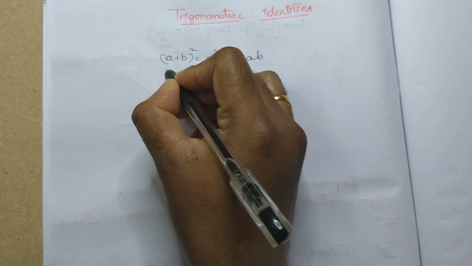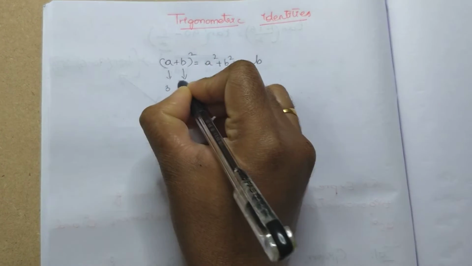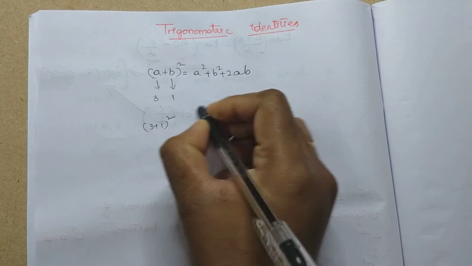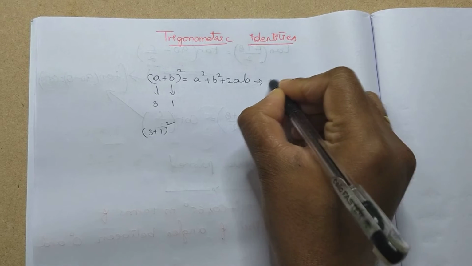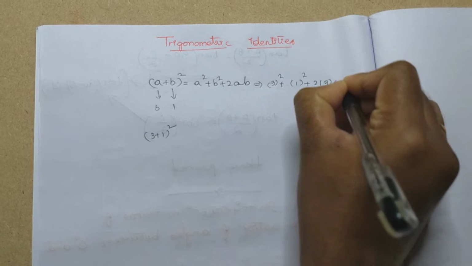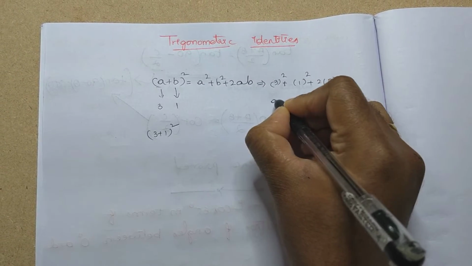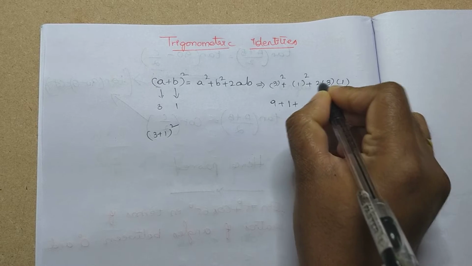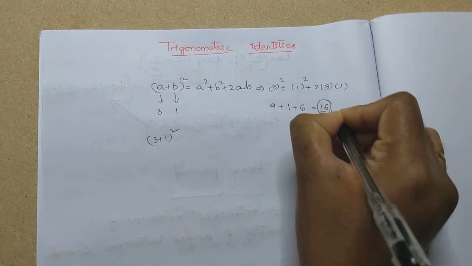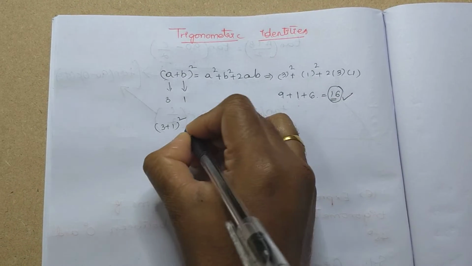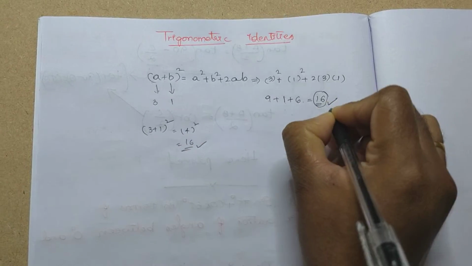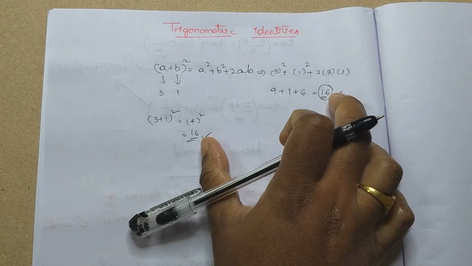Suppose when you substitute any value here, let you take a as 3 and b as 1. It becomes (3 + 1) whole square on the left hand side. On the right hand side, it becomes 3 square plus 1 square plus 2 into 3 into 1. 3 square is 9, 1 square is 1, plus 2 3s is 6. 9 plus 6 is 15, 15 plus 1 is 16. The answer on the right hand side is 16. On the left hand side, 3 plus 1 is 4, and 4 square is 16. So on both sides you get the same value.